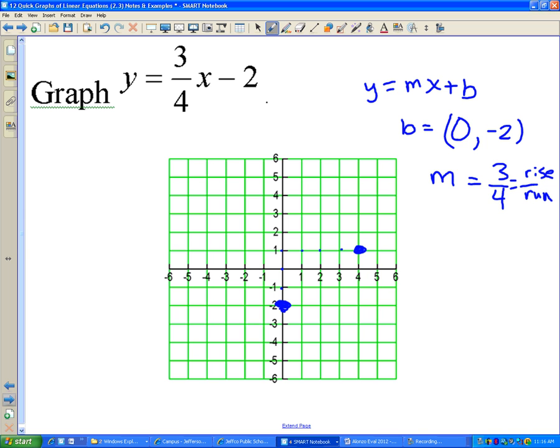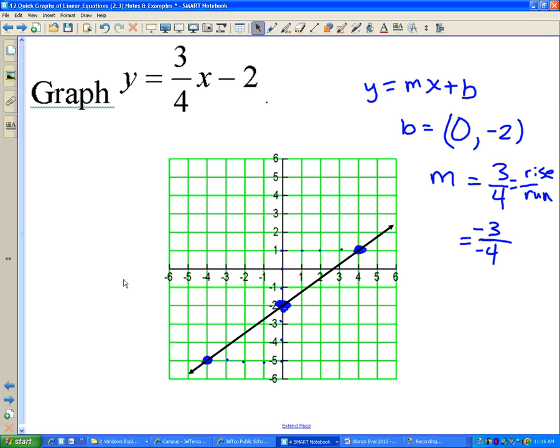Remember, this is a positive 3/4. Positive 3 over positive 4 gets positive 3/4. But negative 3 over negative 4, that's also positive 3/4. So I can go down 1, 2, 3, left 1, 2, 3, 4, and I'm still going to get the same line. If I draw a line through these points, that line goes through all 3 points because all 3 points are on the same line, because 3/4 and negative 3 over negative 4 are the same slope.